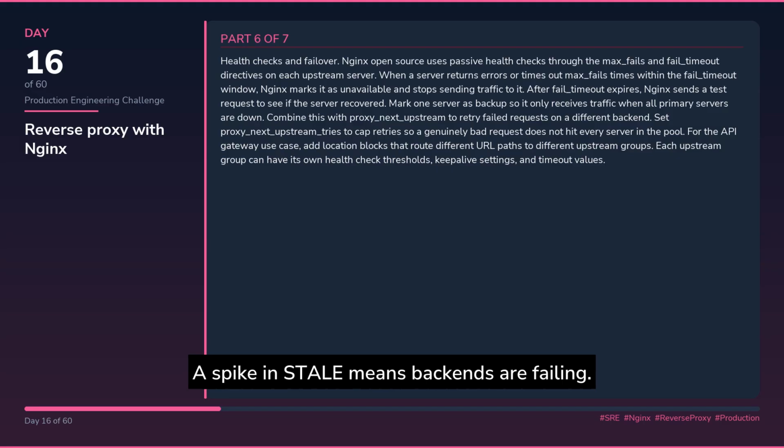Combine this with proxy_next_upstream to retry failed requests on a different backend. Set proxy_next_upstream_tries to cap retries so a genuinely bad request does not hit every server in the pool. For the API gateway use case, add location blocks that route different URL paths to different upstream groups. Each upstream group can have its own health check thresholds, keepalive settings, and timeout values.